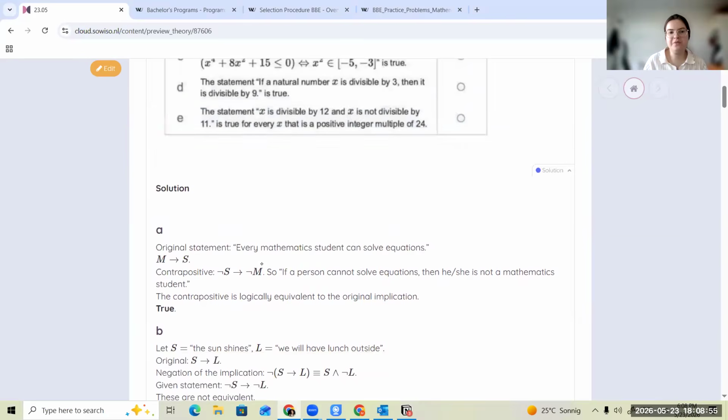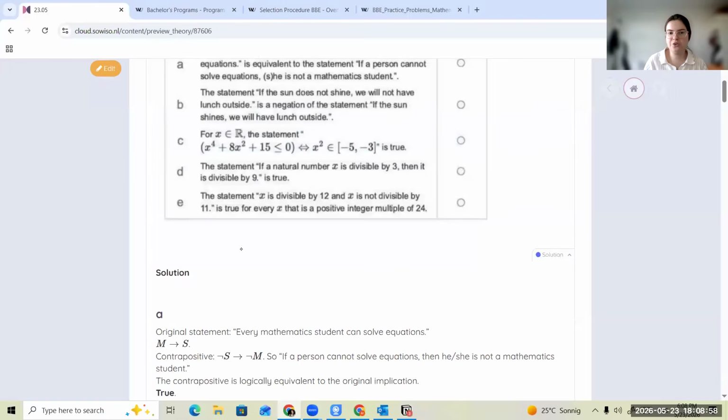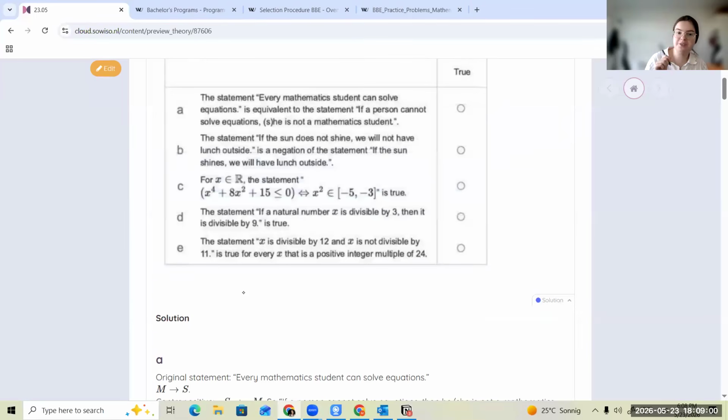Then here we have something called the negation of the implication. This is a tiny bit different. You have a statement, and they say that this part is the negation of the following implication: if the sun shines, we will have lunch outside. If you wanted to negate the whole implication, the whole statement together, not the contrapositive principle, but the negation of the statement, it's slightly different. There are slightly different logical rules for this.